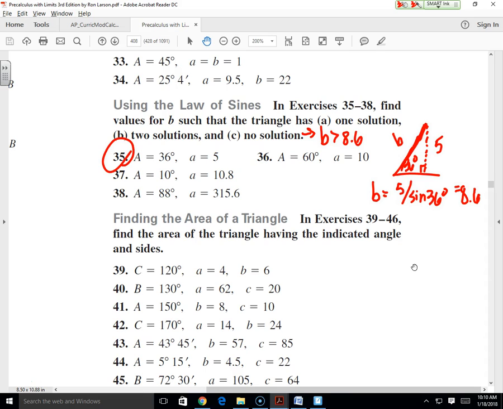So then the two solutions would be B between 8.6 and 5, but it can't equal 5. As soon as B equals 5, this 5 side couldn't swing back, which leaves us with one solution if B is less than or equal to 5. Sorry, that's more like equals, it doesn't look like it. Does that make sense? Great question. That's definitely a super tricky one.